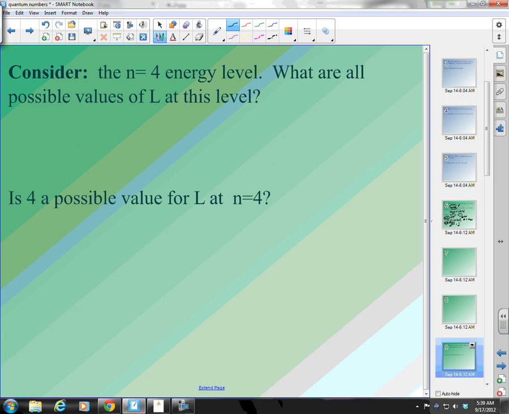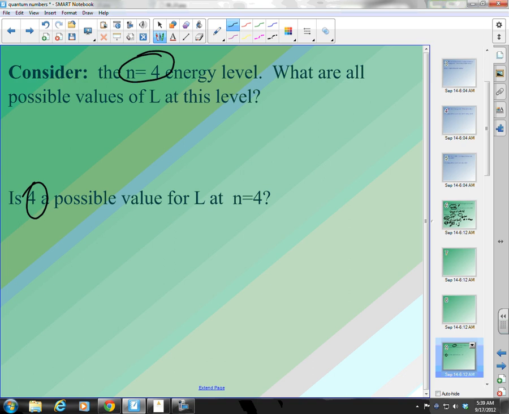Consider the n equals 4 energy level. What are the possible values for L at this level? Is 4 a possible value for L at n equals 4? This is one for you to do. Pause me, and when you have the answer, bring me back to life.